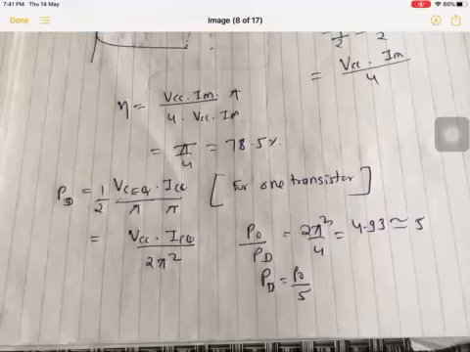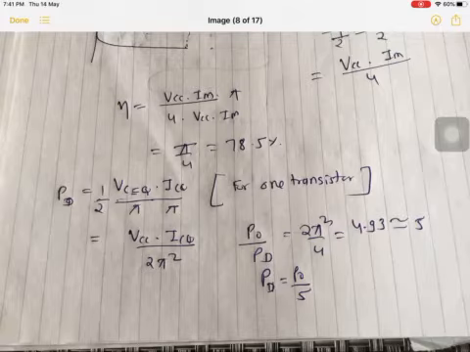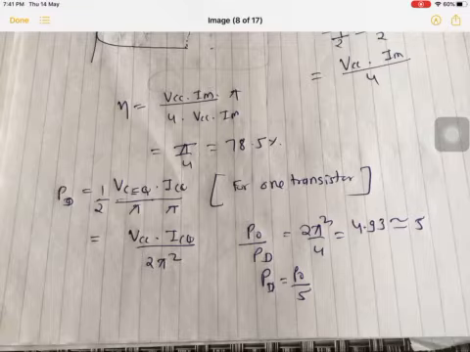Hello everyone. In the last class we studied the power amplifiers of class A and class B. We studied that in class A the efficiency of the amplifier was 25%, and in class B the efficiency was 78.5%, whereas the power dissipation in the class A amplifier was 2 times the output power, while in class B it is 1/5 of the output power.